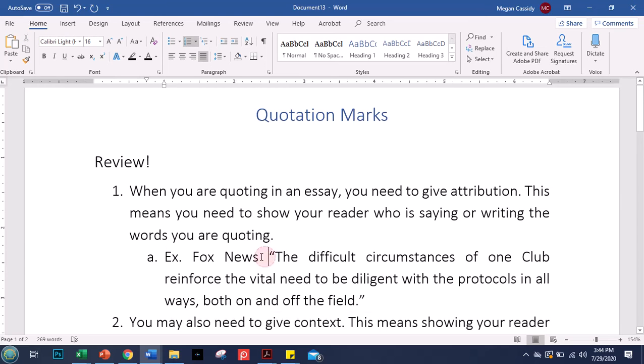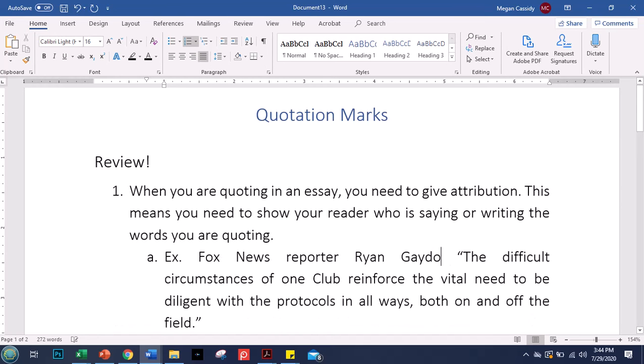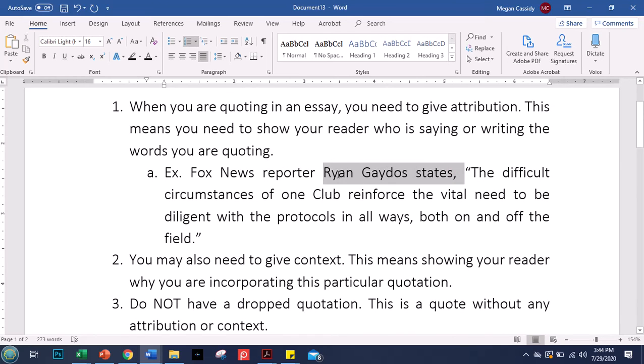Sorry, everybody. All right, so Fox News reporter Ryan Gatos states, and then a comma. Okay, so that is how I do attribution. I have who he is, his name, I'll put that in yellow too. I have the verb there, how he's writing this, and then I have a comma, and then my quotation, and then I finish the quotation here. That is how attribution is done.